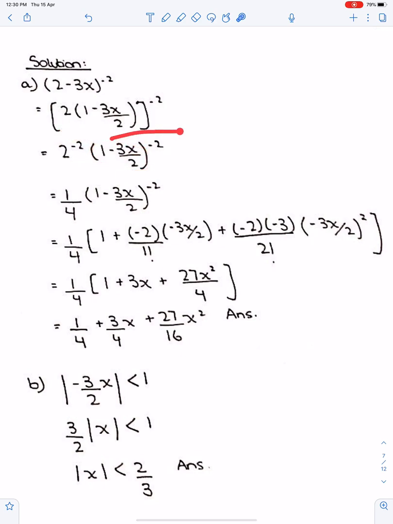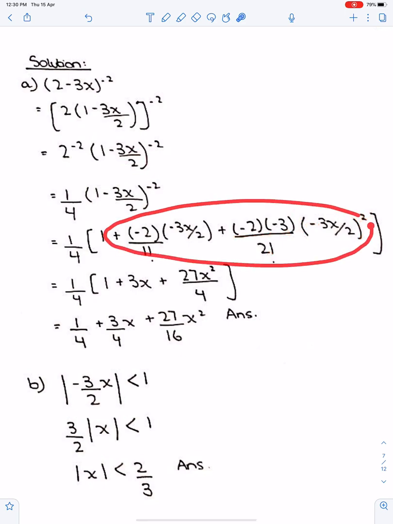Now this expansion is ready for expansion. You can easily expand it with the help of the theorem. This 2 power minus 2 is 1 upon 4. Write 1 upon 4 here, use a square bracket, write the first term, then n, according to the theorem, n which is minus 2 over 1 factorial. Take the second term with its sign, minus 3x upon 2 power 1. Now this is n minus 1, which is minus 3 over 2 factorial, and the second term with its negative sign and power 2. Now simplify this very carefully.